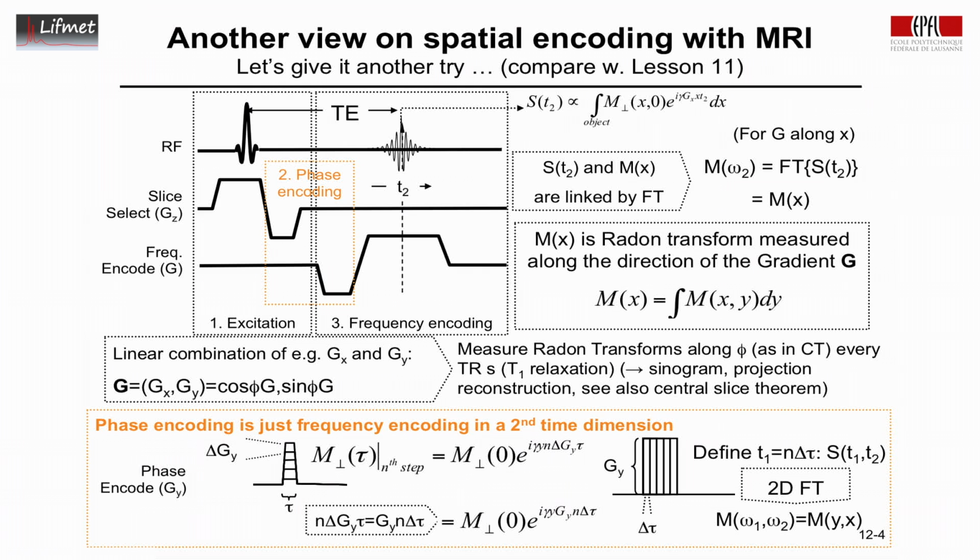Okay, so much to rehash the spatial encoding with MRI, the phase encoding, and I hope this helps you with this relatively difficult topic on understanding how we generate 2D images.